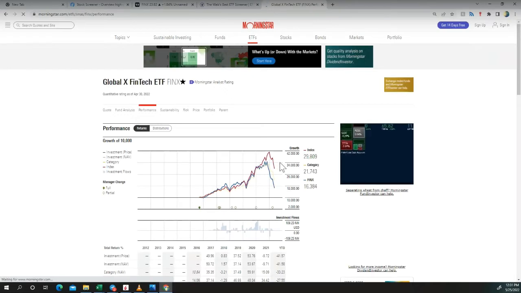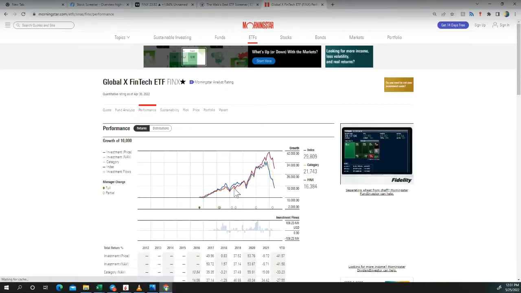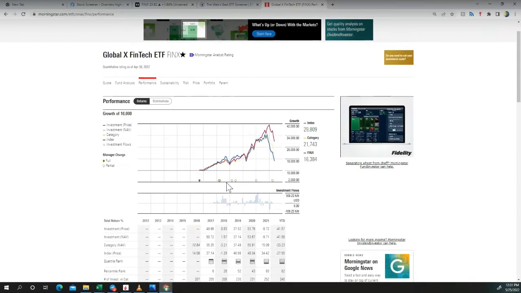So here, there's a few things we see, and one of those is different colored lines. So we have a blue line, we have a yellow line, and we have a red line. And what these are, I'll explain them. So let's start with the red line. The red line is the index. Like I said, the index is just a list of stocks. And then the ETF or the index fund tracks that list or that index.